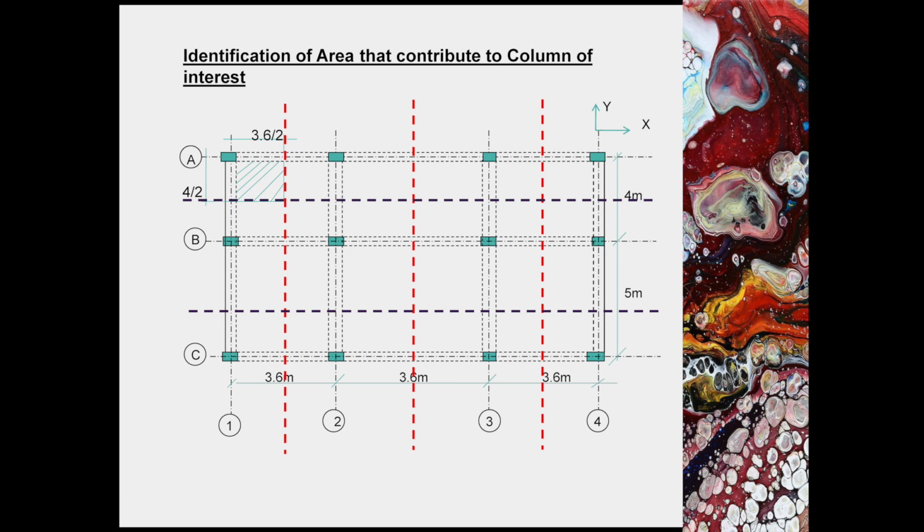This process will be more tricky if you have an irregular arrangement of your column positions. Areas of interest can be identified, such as for columns at the 4 corners of the building, areas that contribute to columns at the perimeter of the building, and areas that contribute to the internal columns. This is the overall distribution of floor area to all these columns. Now we can determine the axial load for each of the columns.